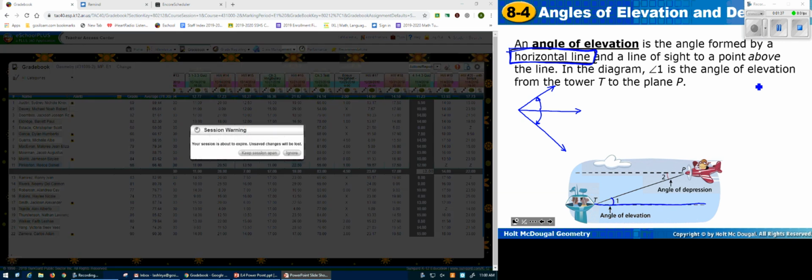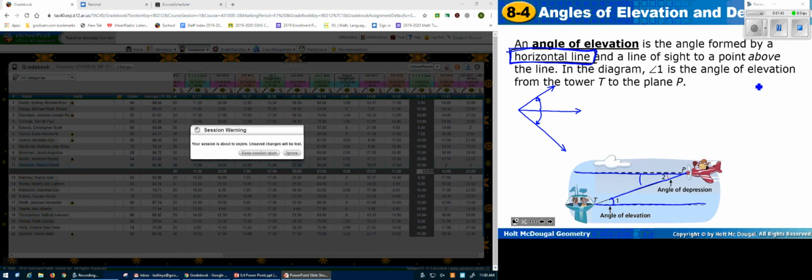So if you look at this picture, this is the horizontal, so angle 1 is formed by going up from the horizontal, so it's an angle of elevation. This is also a horizontal, so angle 2 is formed by going down from the horizontal, so it's an angle of depression. Does that make sense? Okay, what's going to be true about every angle of elevation and every angle of depression in a picture like this?